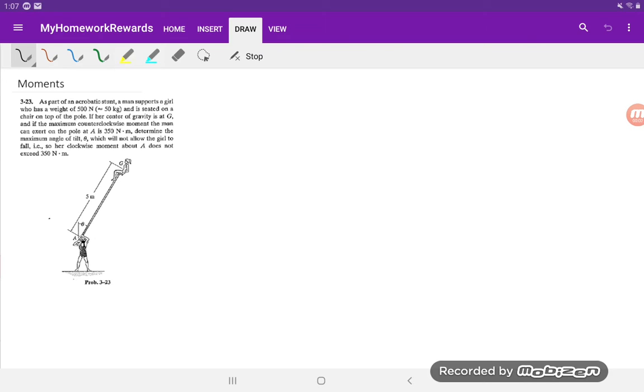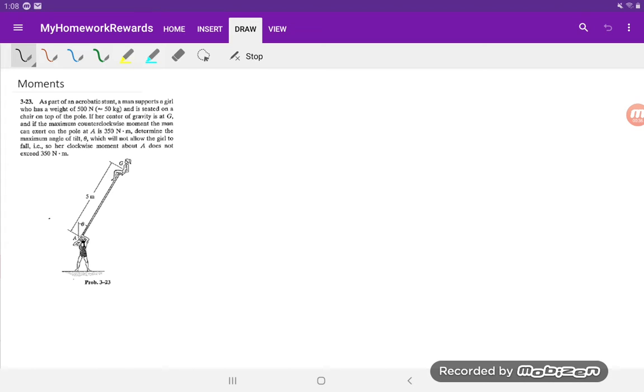Today we're going to solve a moment question, 3-23 from Statics and Mechanics of Materials, 2nd edition by Hibbeler. The question reads: as part of an acrobatic stunt, a man supports a girl who has a weight of 500 newtons and is seated at the top over here. Her center of gravity is at G, which is 5 meters away. And the man is able to exert a moment counterclockwise of 350 newton meters.